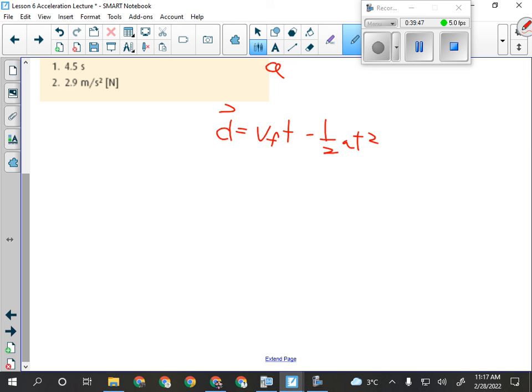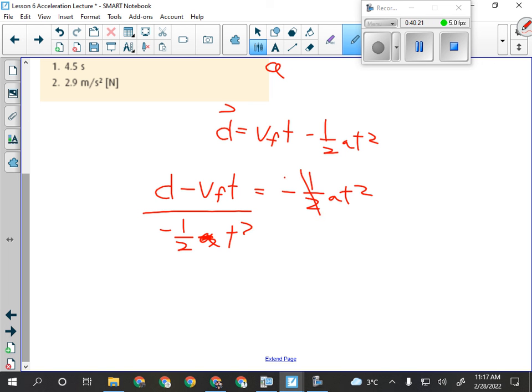That's the tricky part. VF times T is positive. I'm not subtracting it. I'm subtracting this part, but I'm not subtracting the VFT. It's being added, so to move it, I have to subtract. So D minus VF times T equals negative 1/2 AT squared, right? This is where you really have to keep track of all the positives and negatives. I want to solve for A, so I'm going to bring the 1/2 and the T squared over to this side by dividing them, and I'm bringing the negative with it.